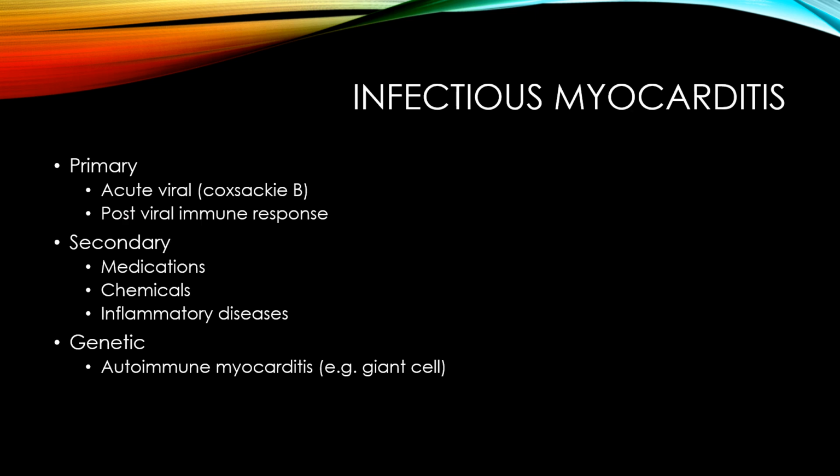So the last topic I want to cover is infectious myocarditis. So now we're talking about that middle layer between the endocardium and the pericardium. It has primary and secondary causes. Primary would be things like viral, like the Coxsackie virus, or a post-viral immune response. Secondary cause would be secondary to medications or exposure to medical chemicals, inflammatory diseases, and then finally maybe a genetic cause for autoimmune myocarditis like giant cell.